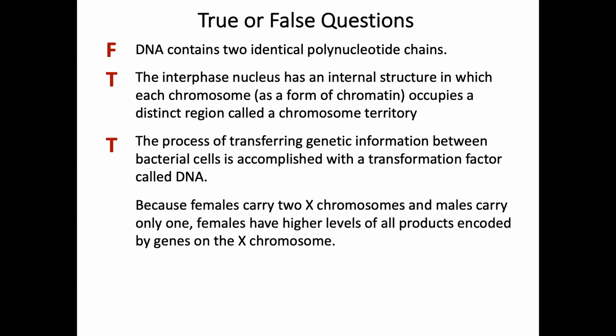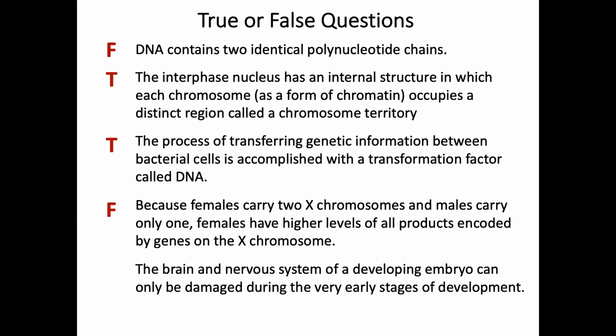And the next one: because females carry 2 X chromosomes and males carry 1 X chromosome, females have higher levels of OPRA encoded by genes on the X chromosome. This is from the last lecture. So the answer is false. Why? Because of X inactivation, only 1 X chromosome is transcribed. So the gene product from the X chromosome is comparable between females and males, right?